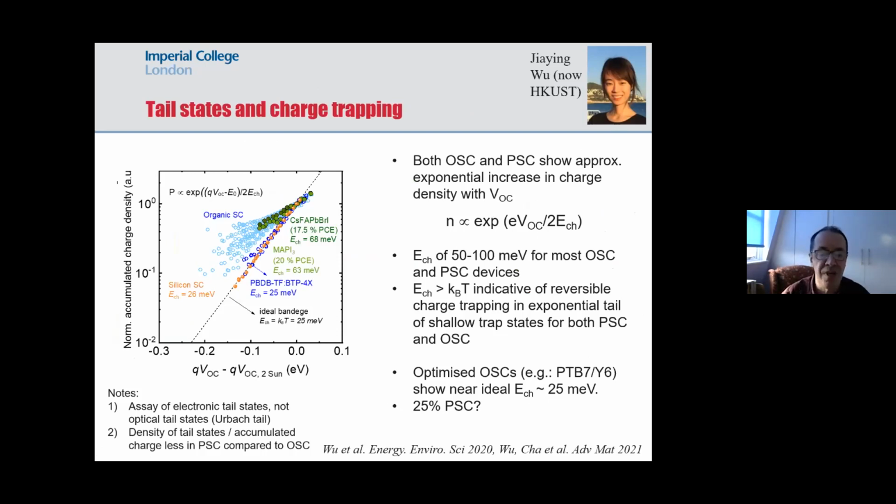And in particular, we've observed recently that in some of the highest performing organic solar cells, they exhibit the dependence of charge density upon quasi-Fermi level splitting, which is almost ideal. So this dashed line here would correspond to an ideal semiconductor, which has no tail states. And so as the quasi-Fermi levels split, it's only the charge in the bands which go up. But most materials start to store far more charge because of all that charge stored in the tail states.